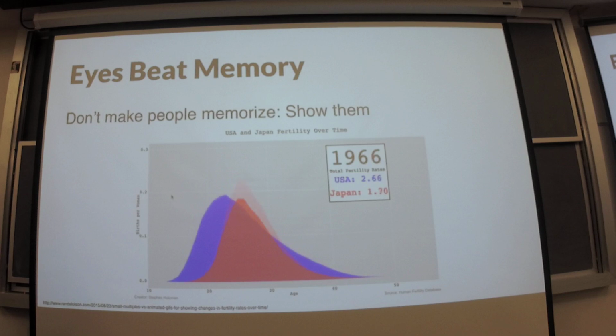Yeah, so people are having children later and fewer. There's fewer children per woman, and they tend to have them later. It's not a terrible chart, right? It follows all of the guidelines that I talked about so far.